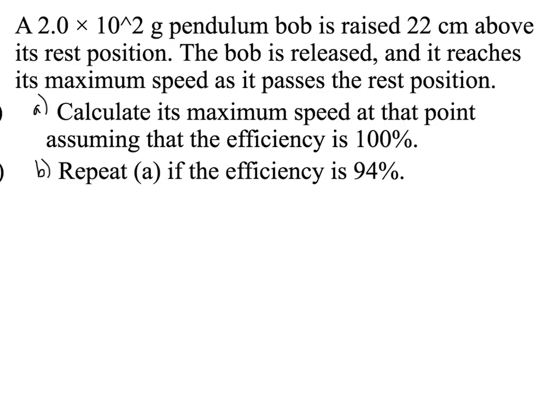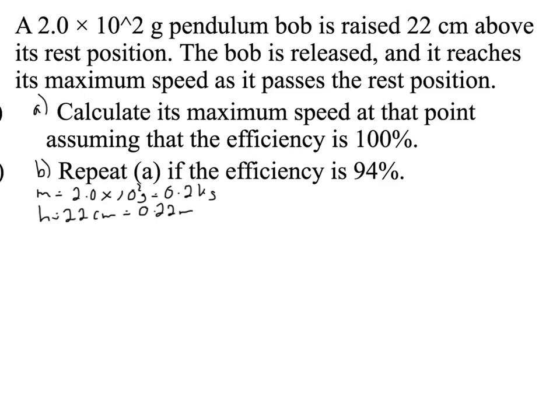So let's write down what we have. So for this question, we know the mass is equal to 2.0 times 10 to the 2 grams, which is going to equal 0.2 kilograms. We know the height is 22 centimeters, which is 0.22 meters. And we know that as a pendulum swings, it's going to have its maximum EK at the bottom and its maximum EG at the top.